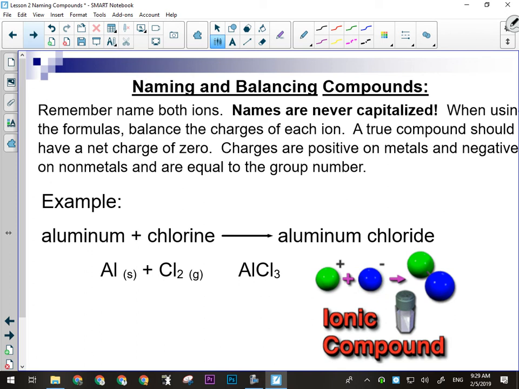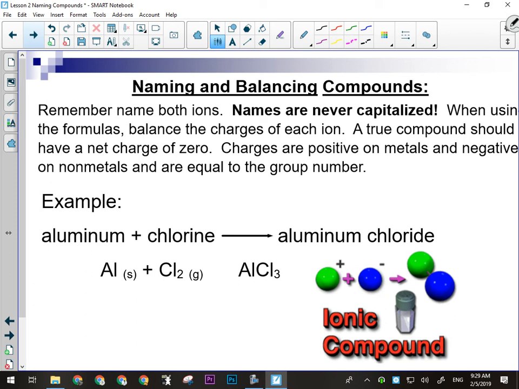When you're using the formulas, the other thing to remember is that the charges of this compound have to balance. That is, an ionic compound has a net charge of 0. There are as many positives as there are negatives. And that's why we do the drop and swap.